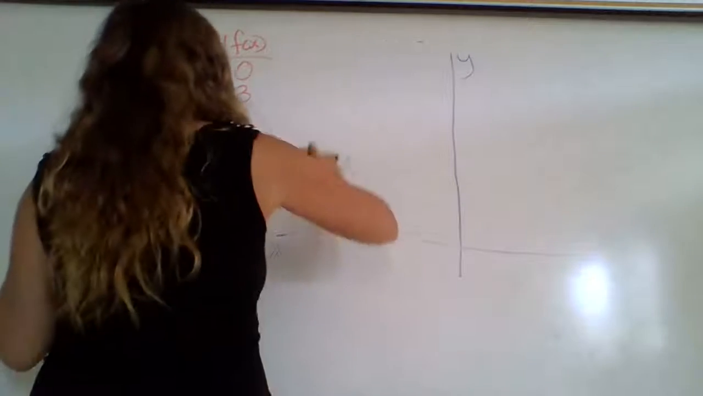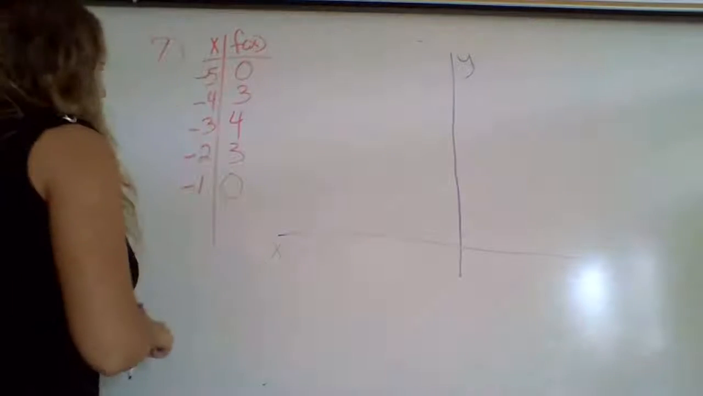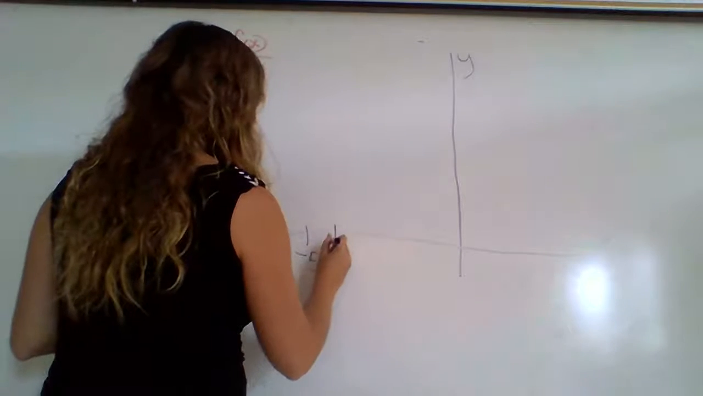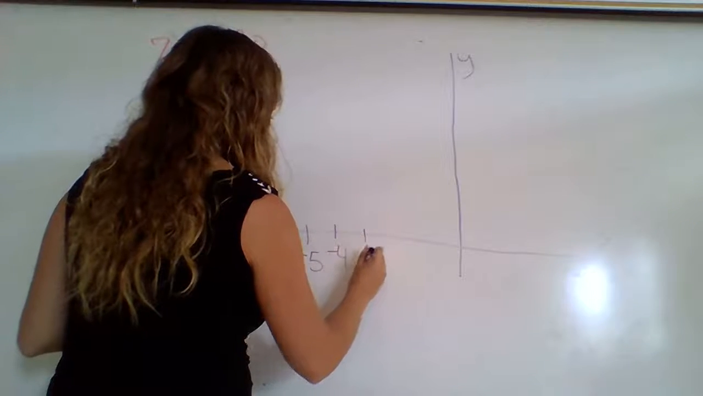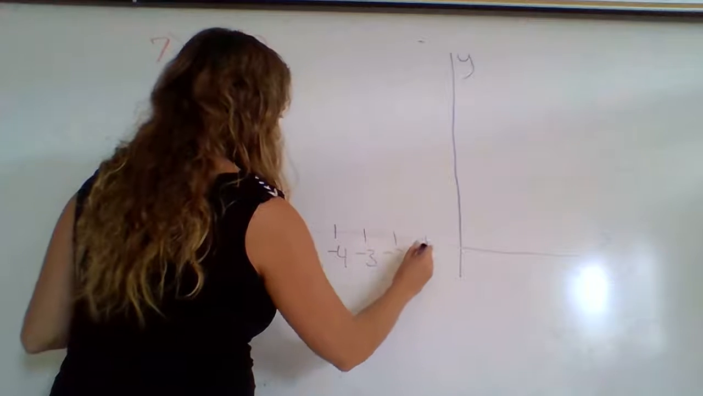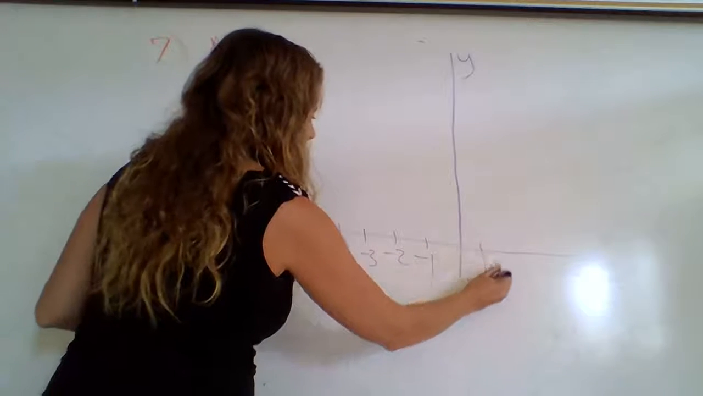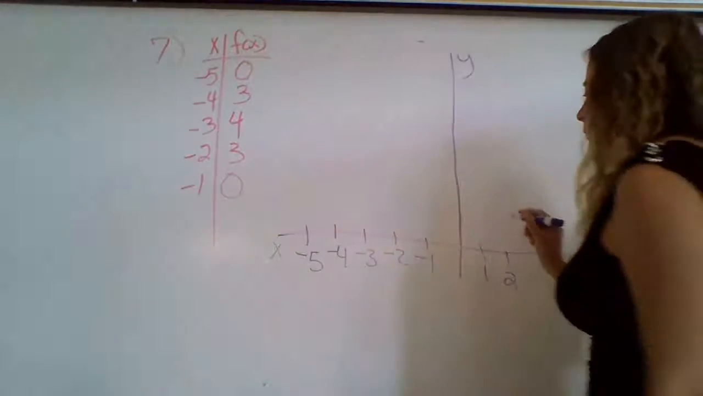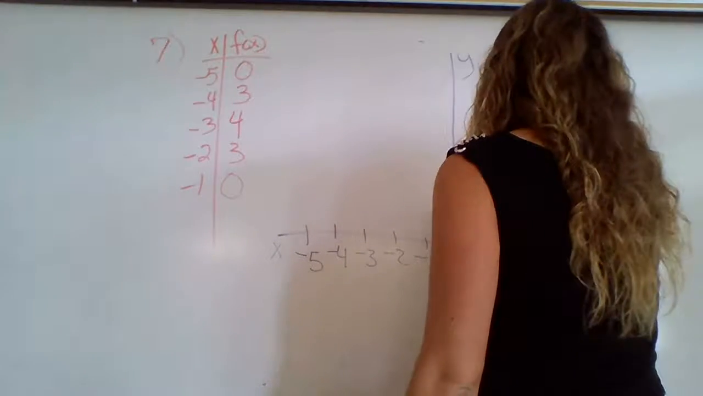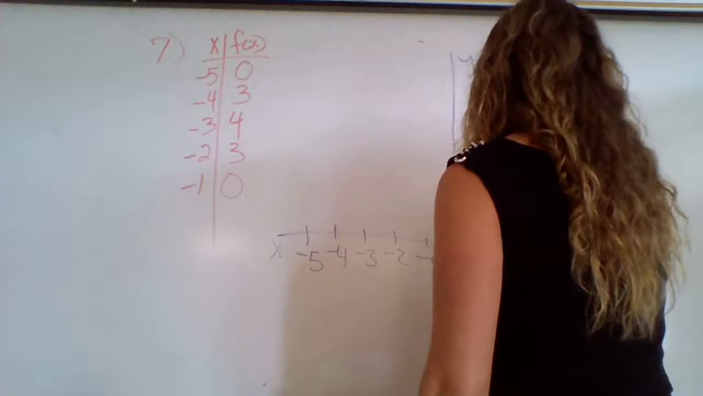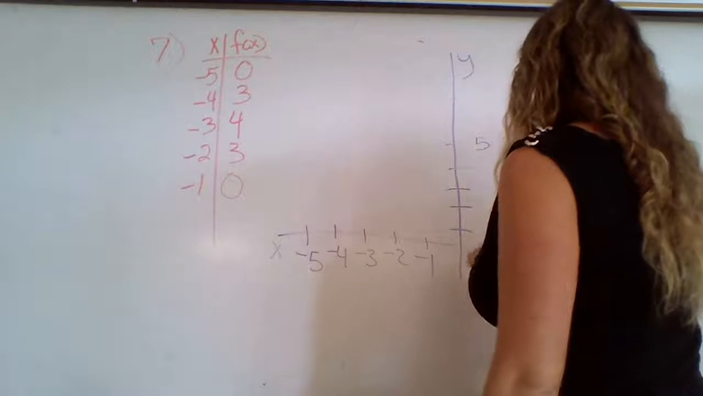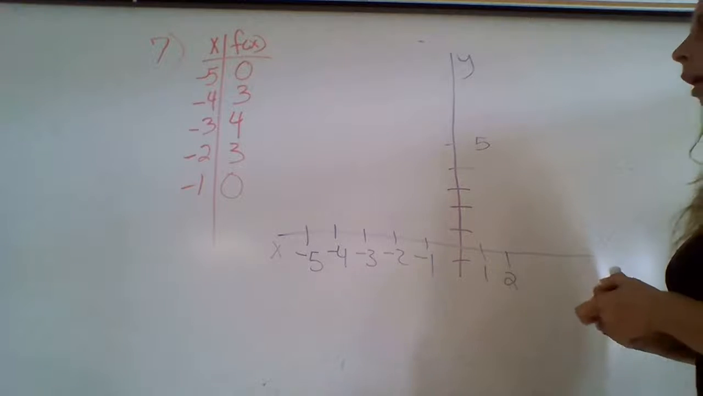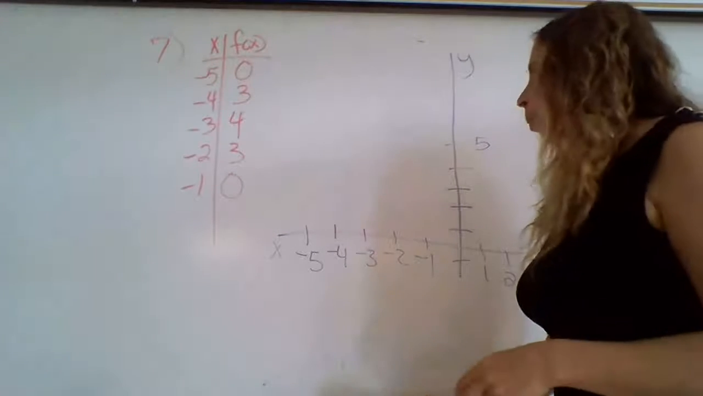Okay, so let's label it. All right, -5, -4, -3, -2, -1, 0, 1, 2, but we won't be over there. And then we have to get all the way up to 4. 1, 2, 3, 4, 5. We'll go up to 5. That's 5, and this would be -1. Okay. There we are. And then you just graph the points.